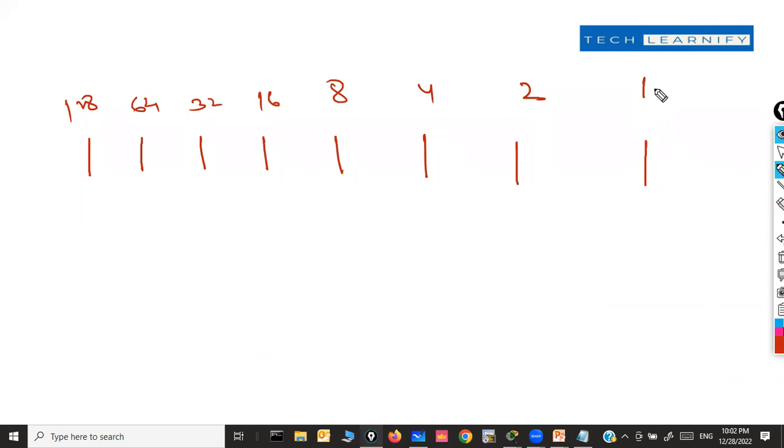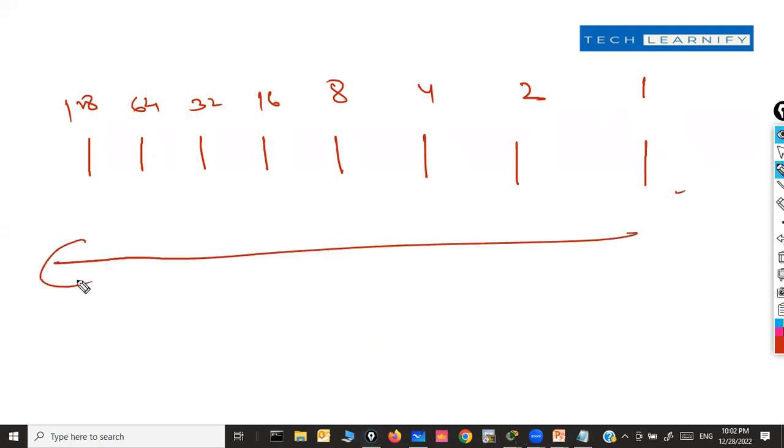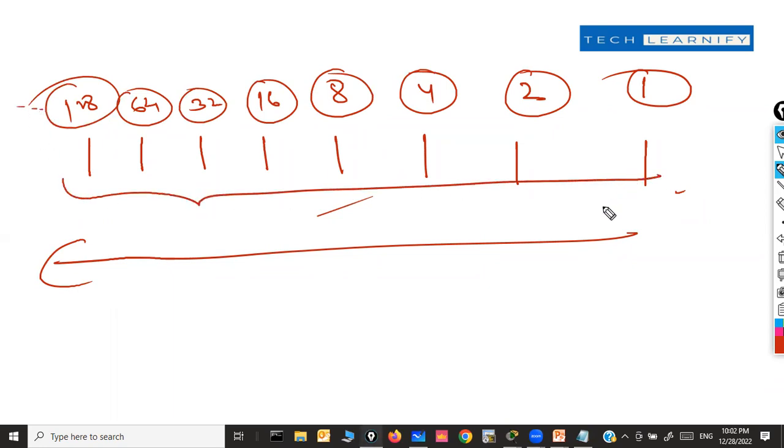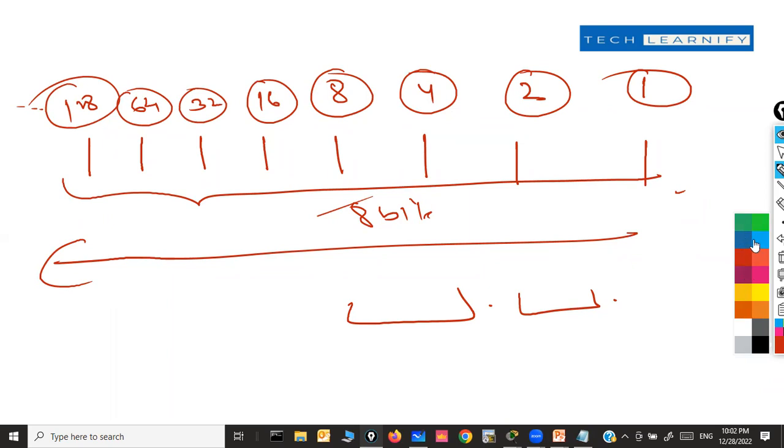Just write down the position values from right hand side to left hand side, moving this way. You have to start with 1 2 4 8 16 32 64 and 128. No need to go beyond this, because an octet means a total of 8 bits. Then the next octet would start. And how to do the computation further? Since there is no 0, nothing will get cancelled. Just add all the values, right?